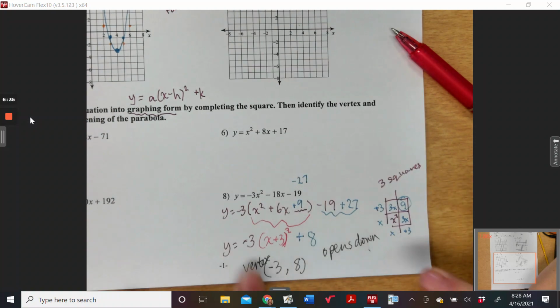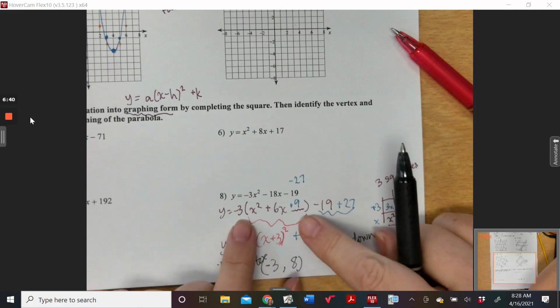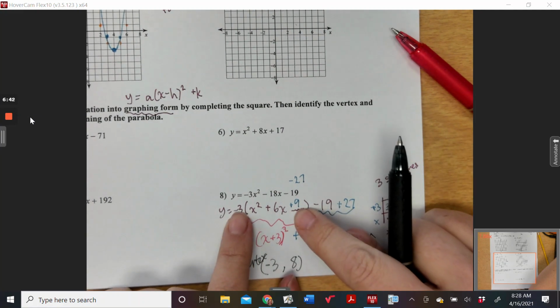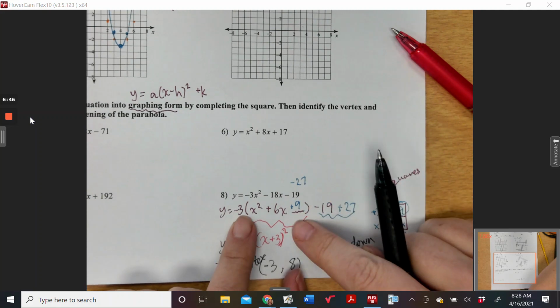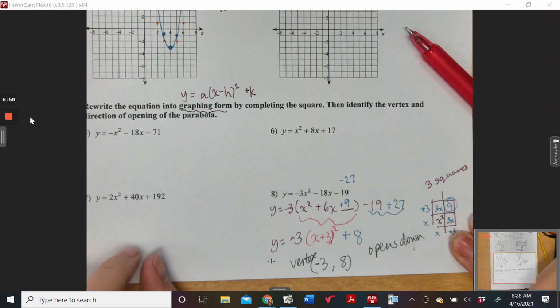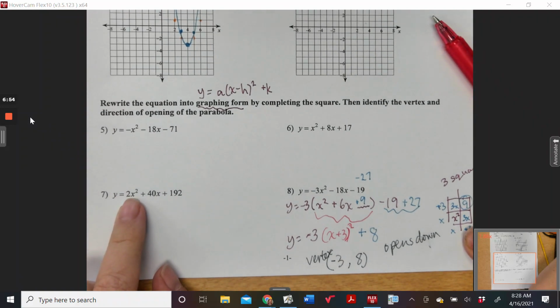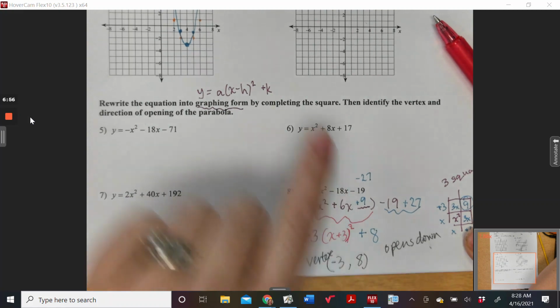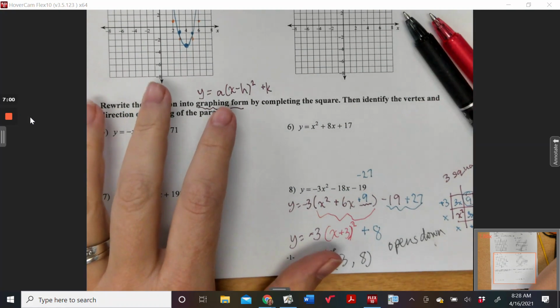Be careful about negatives, especially with the whole adding, subtracting thing. If that's a minus sign, even though I read plus 9 here, I'm really subtracting multiple times. Okay. 5 is also tricky like that. We have that minus. And then on 7, we have a 2. So 8 is the hardest of all of these. That's why I chose it. But you should be okay with the others. See how you do.